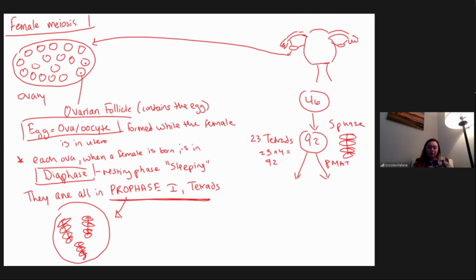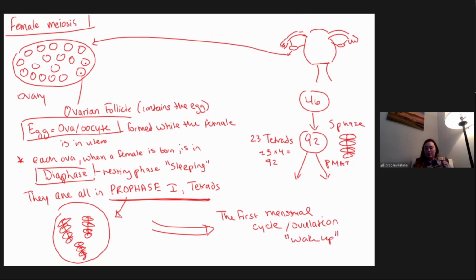Good. So now we move into the first menstrual cycle. So the first time a female ovulates, right? The first menstrual cycle or ovulation. And so what we're going to see is one of those ova is going to leave diaphase and wake up. So we have wake up and one is chosen.